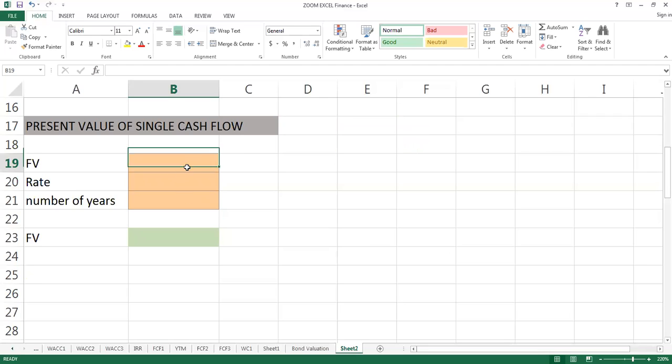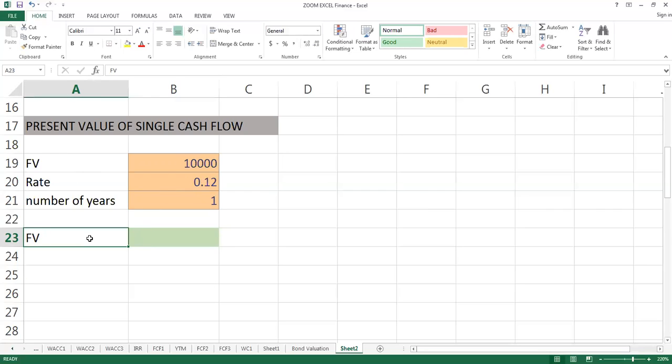Now suppose this future value is assuming 10,000. As you know, the future value means this amount will be received after certain years. So I'm assuming that you will get this amount after 1 year and the rate of interest is 12% and number of years is 1. So see, what I am trying to explain is that this is the amount that I will receive after 1 year and the rate of interest is 12%. What present value will I be able to get?